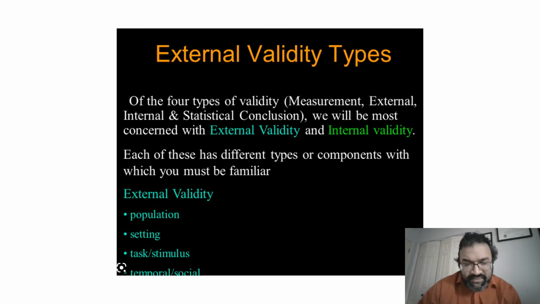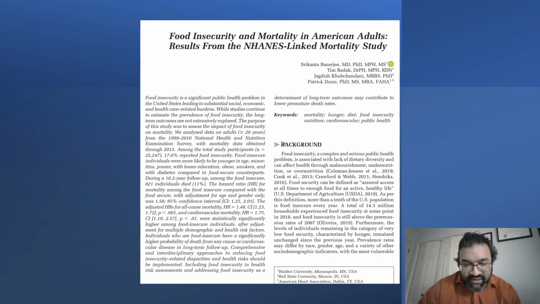External validity types, well, we went over these: population, setting, task, stimulus, even temporal and social. It may be that temporarily something was different, and then now you're looking at it socially. I wanted to go over the concept here of understanding how a real publication looks.